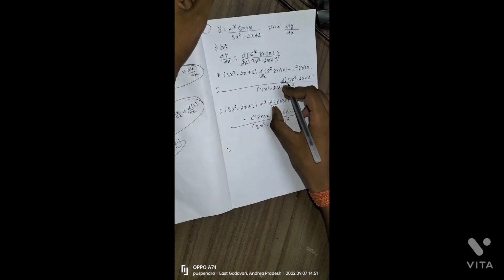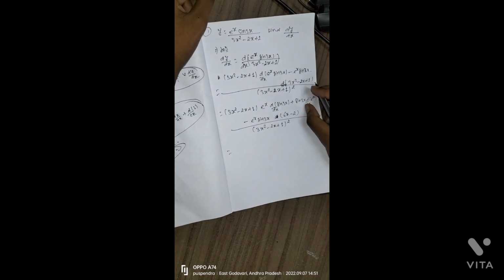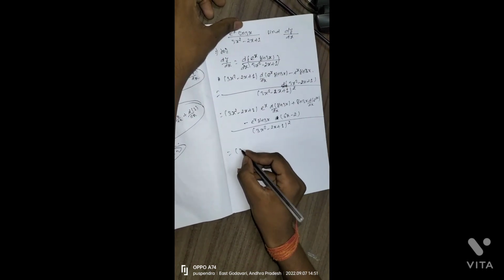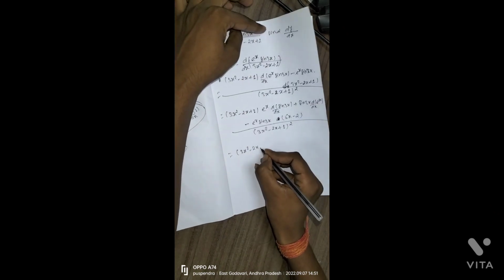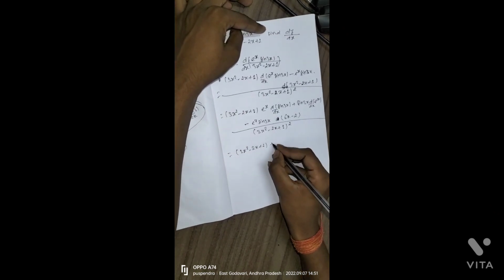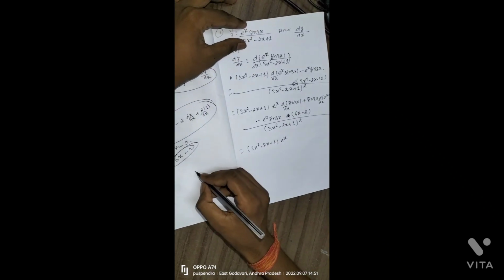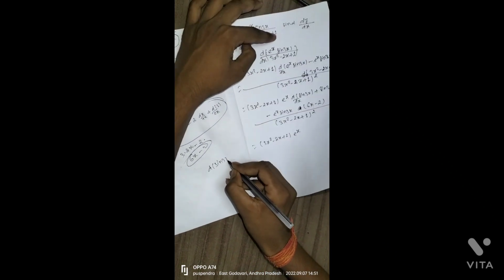Now here we have to break. Now write this term, 3x square minus 2x plus 1 e to the power x. Now here is d sin 3x. Let's see here, d sin 3x. What will be of this?